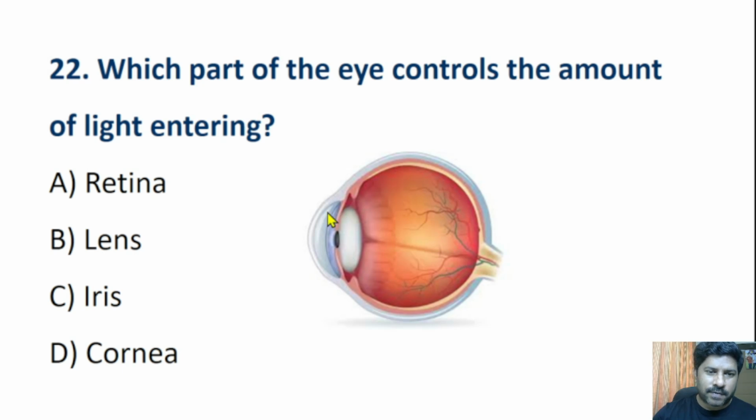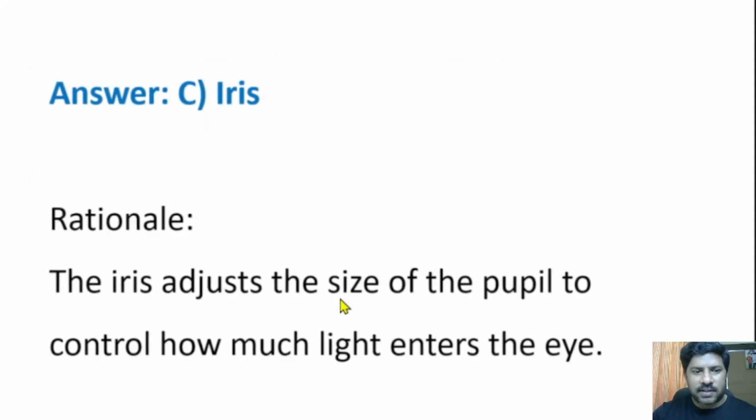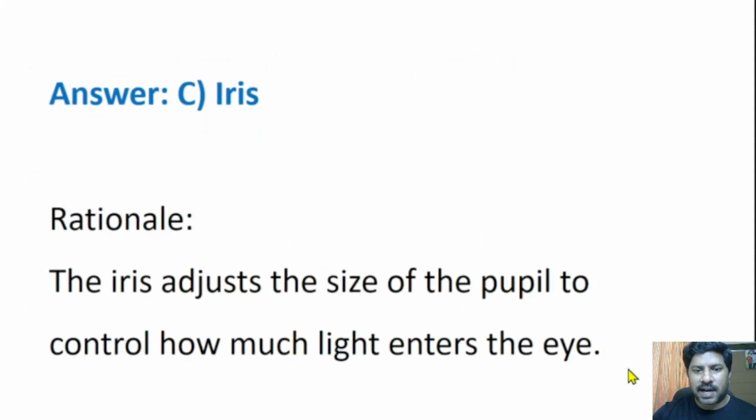So iris, on both sides of the circular part, there will be iris, gray color or light bluish color. So iris controls the amount of light entering into the eye. It makes the size of the pupil smaller or bigger according to the need. The iris adjusts the size of the pupil to control how much light enters the eye. If there is brighter light, it shrinks the pupils. If there is low light, then the pupil size will be wider. So that is controlled by iris.